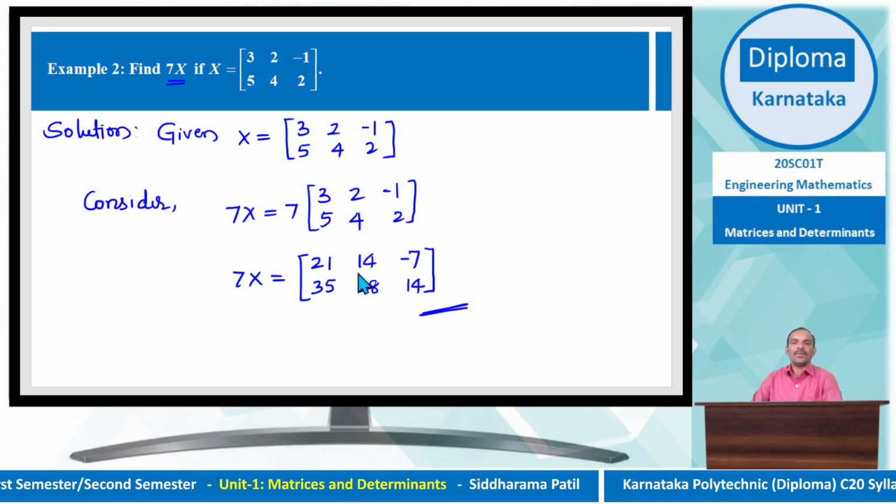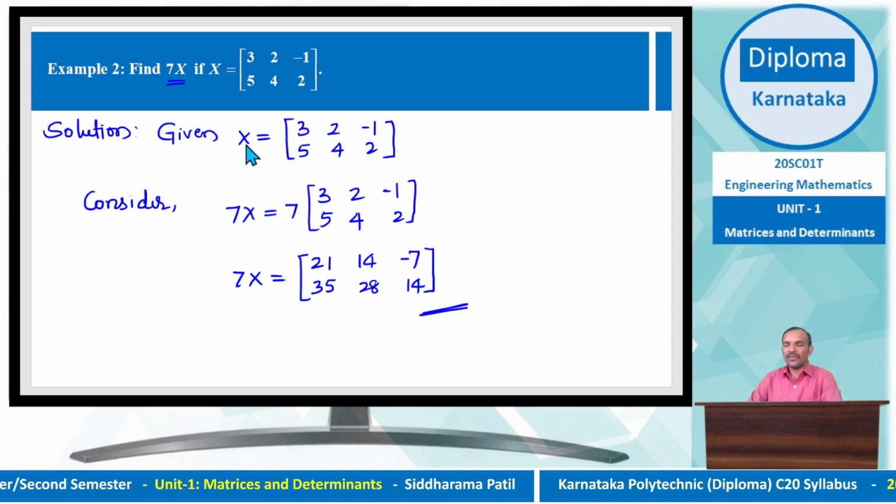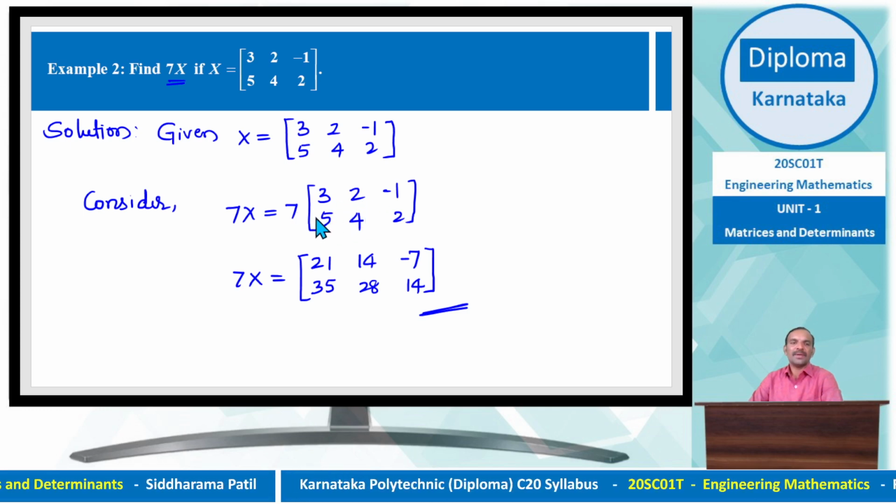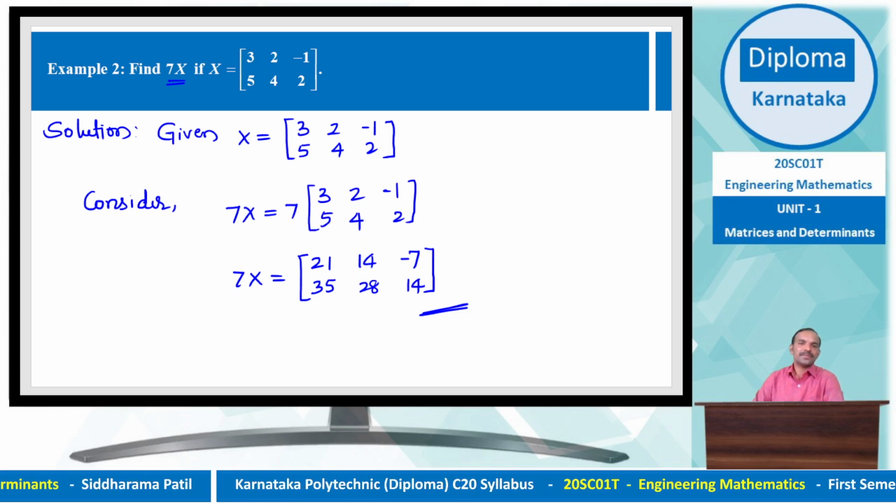This is the answer. In our notes, they have given x first, write down the x. What you have to find out? 7x, 7 as it is, x matrix. You have to multiply each element by 7. That is the required answer.